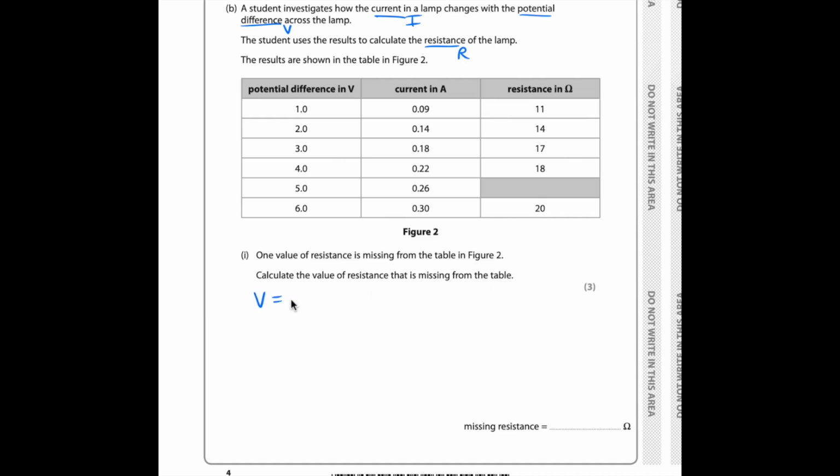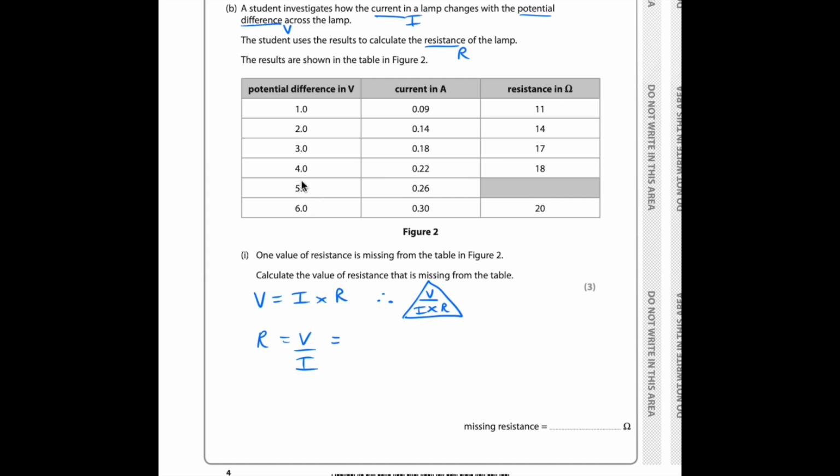Okay, so V equals I times by R. So therefore, if we pop that in a magic triangle, I times by R would go on the bottom, V would go on the top. Cover up what you're looking for, which is resistance, and that leaves V over I. So R equals V divided by I. So voltage divided by current.